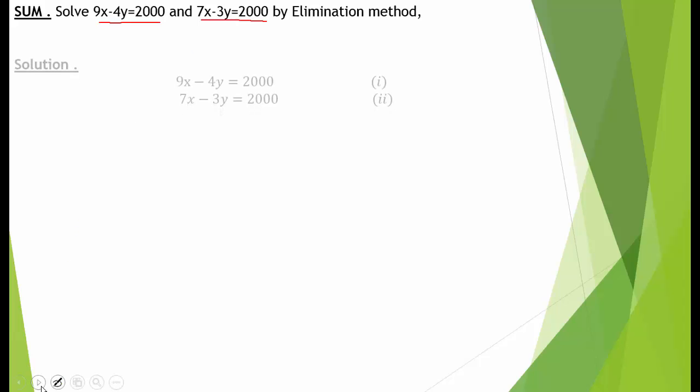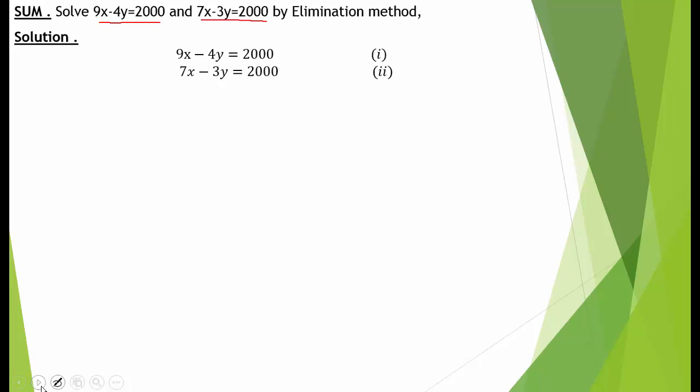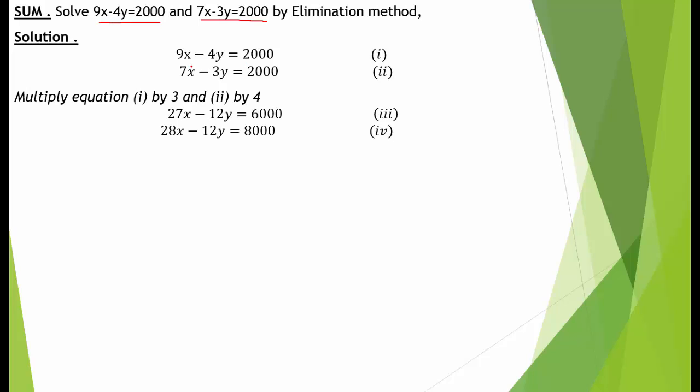Now these are my first and second equations. Multiply the first equation by 3 and the second by 4. If I multiply the first equation with 3, it becomes 9 into 3, 27x, minus 4 into 3, minus 12y, equals 2 into 3, 6000. Now similarly, for the second equation we will multiply with 4. This will become 28x minus 12y equals 8000.